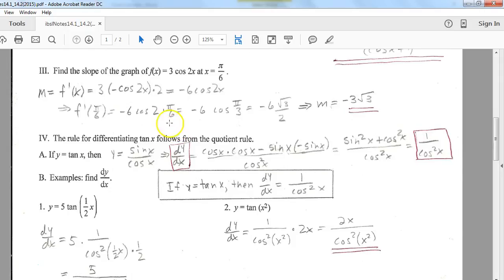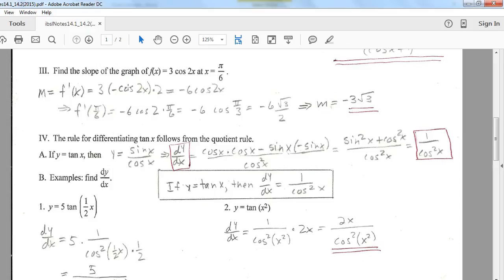Slope of the graph, that just means working with the derivative, right? Derivatives are slopes or gradients. So if we take the derivative of that function, sub in an x value, then we get our answer, our slope or our gradient. So the derivative of 3 cosine 2x. So again, as always, we know the derivative of cosine is negative sine.